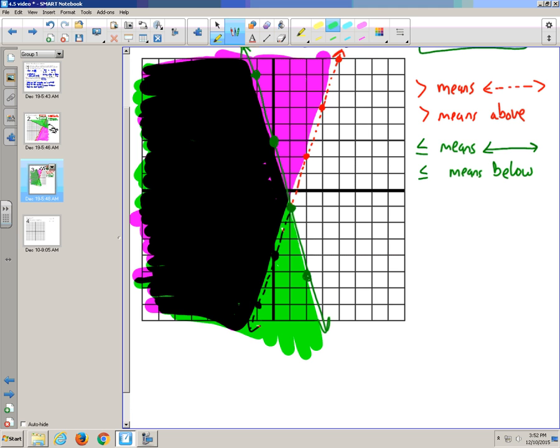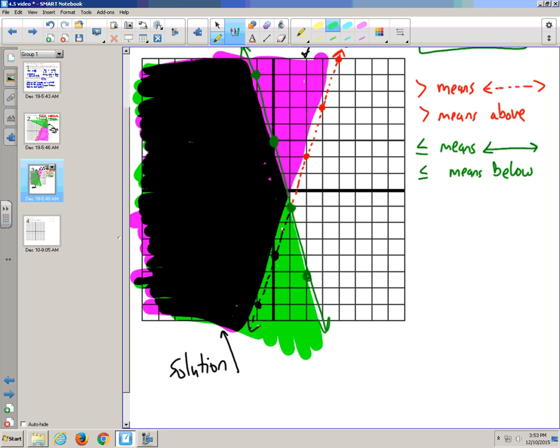Okay, you can see that the green and the purple regions, kind of right in the middle here, those sections were solutions to one of our inequalities, but because they're not overlapping, they're not solutions to both of our inequalities. So the only solution is that dark region right there. So all of those points in there. Okay?